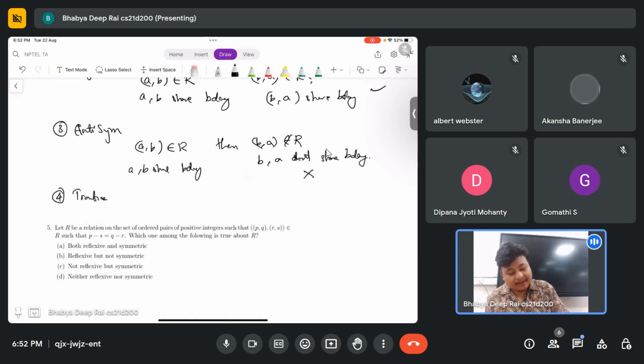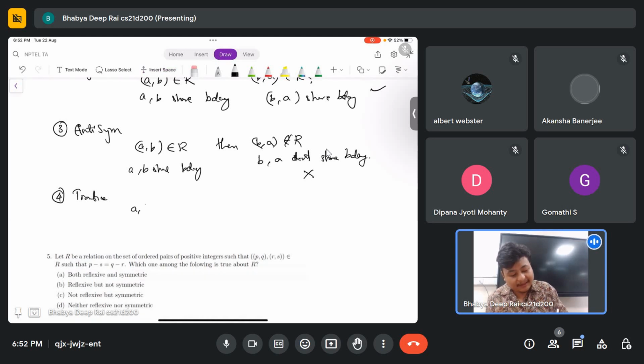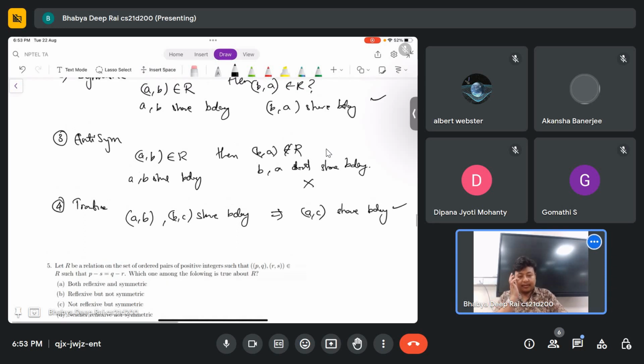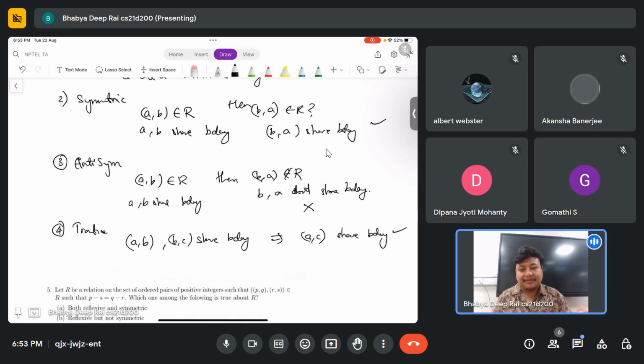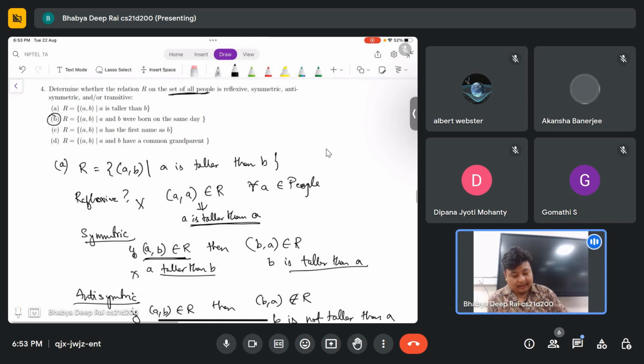Next, transitive. And here I can directly say that if A, B, and C share birthdays among themselves, A and B share their birthday, B and C share a birthday, then obviously A and C also share a birthday. So yeah, good guys. This is reflexive, symmetric, and transitive, and it is not antisymmetric. Would you like to try C?